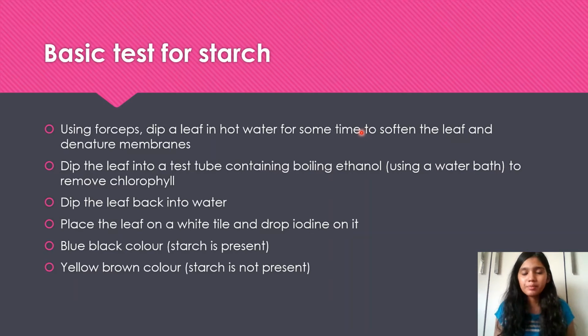Okay, then you dip the leaf back into water, and then after a few minutes, you take it out and put it on a white tile. Now, why a white tile? Again, so the color change can be visible. You place the leaf on a white tile and you add a drop of iodine to it using a dropper. A blue-black color means starch is present and a yellow-brown color means starch is not present.